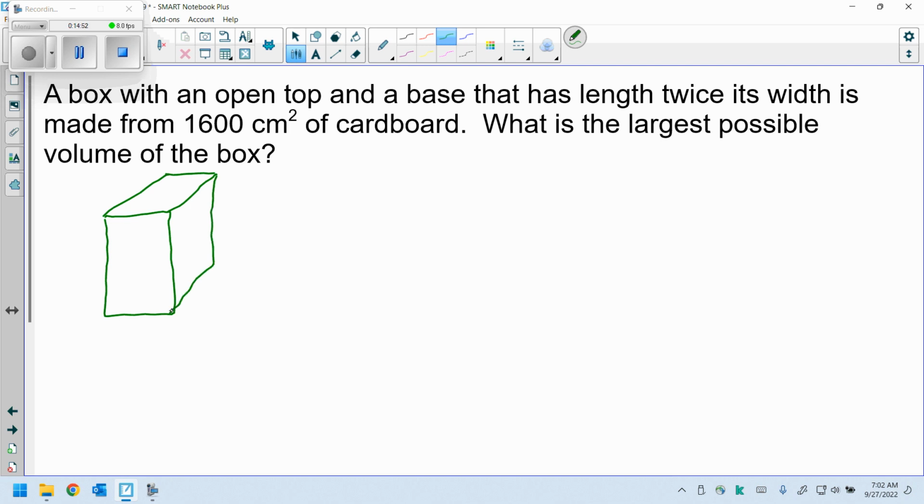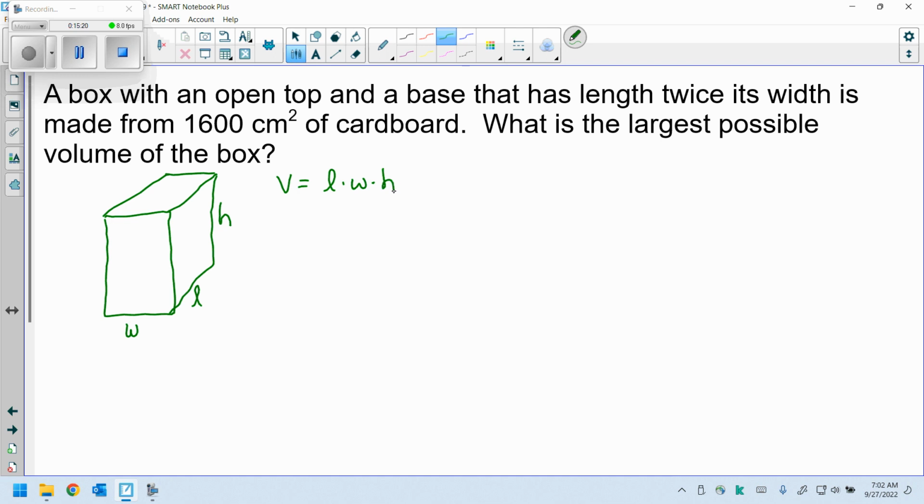All right. Call this the width. Let's call this the length. Let's call this the height. And what we'd like to maximize is the volume. And that's length times width times height.